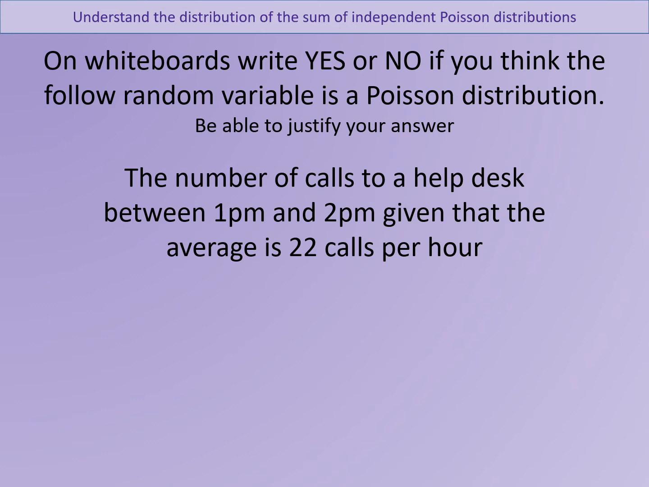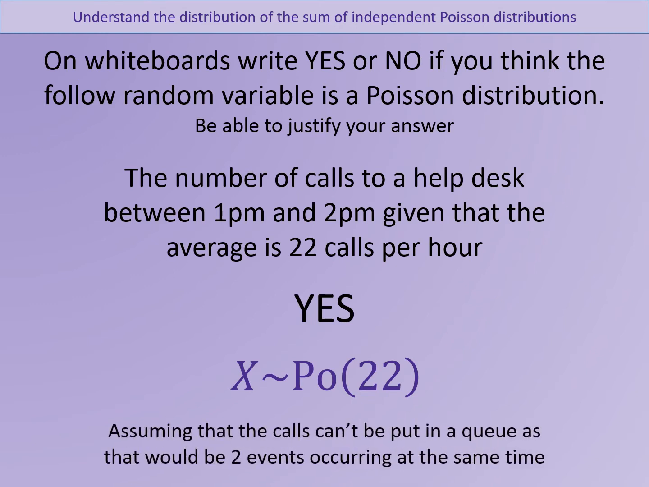Next, the number of calls to a help desk between 1 p.m. and 2 p.m., given that it is known that the average number of calls during this period is 22 calls per hour. This is likely to follow a Poisson distribution, and it will be described as X is modelled with a Poisson distribution with a rate of 22. This is assuming that the calls can't be put in a queue. So if the calls are put in a queue, this would count as two events occurring at the same time, which is not allowed under the Poisson distribution.